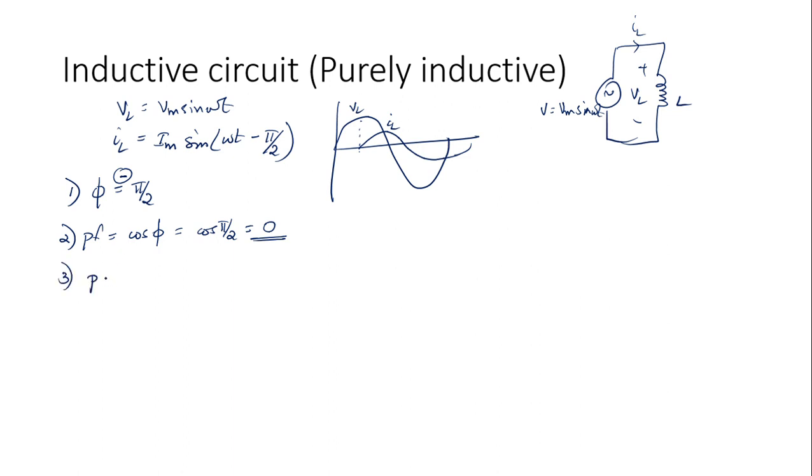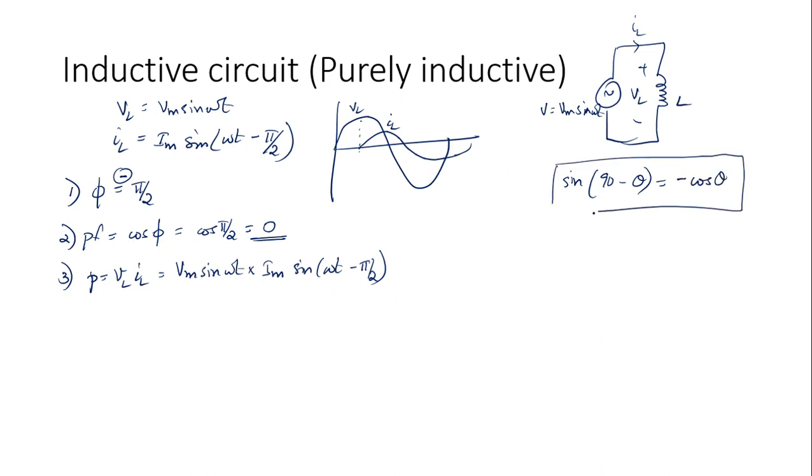And if you are taking the instantaneous power, that is small p, again it is VL into IL. So you have Vm sin omega t into Im sin omega t minus pi by 2. And you have already studied in your theory that sin of omega t minus 90 can be written as minus cos omega t. So this is again a trigonometric relation that you must be aware of. That will be Vm sin omega t into Im into minus cos omega t. So you will get it as minus Vm Im sin omega t cos omega t.